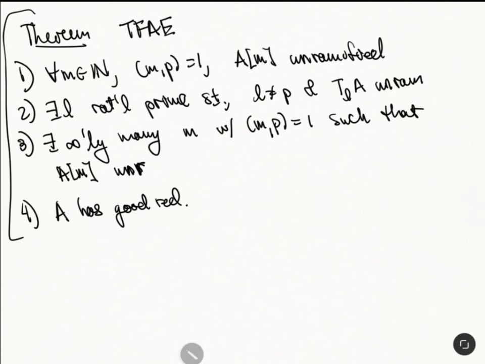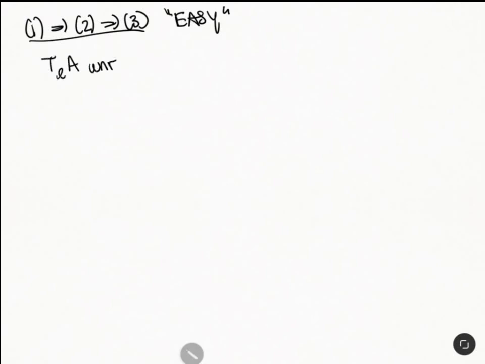So now I'm just going to go ahead and start with the proof, and then I'll describe what goes into the proofs. The first thing to do is 1 implies 2 implies 3. This is the easy part. It uses the condition that for all n, A[l^n] is unramified.